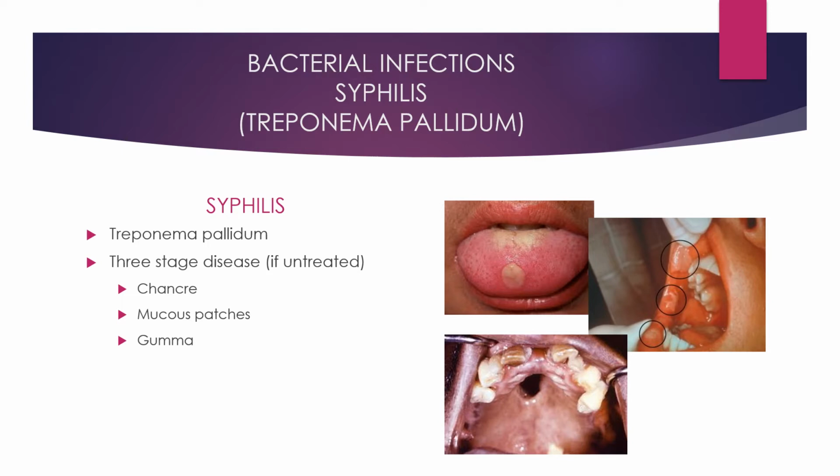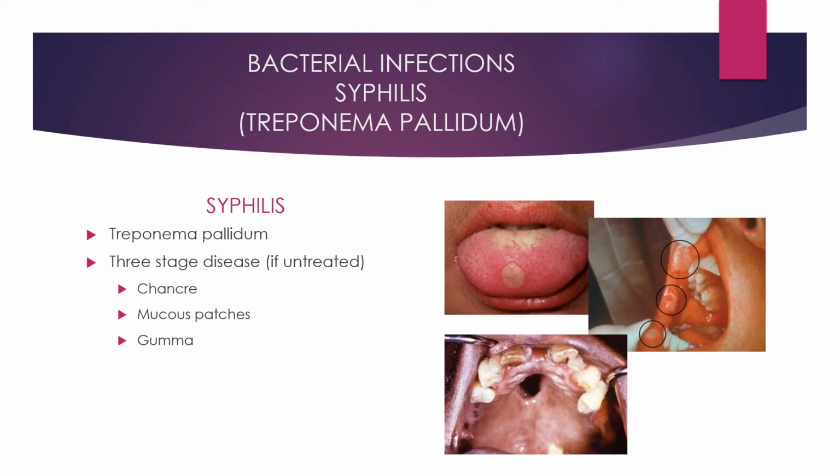Syphilis is a sexually transmitted disease, and if left untreated or partially treated, the disease will progress through 3 stages. The causative agent is Treponema pallidum. The signature lesion for the primary syphilis is the chancre. That's noted on the tongue on the far left picture. Mucus patches are usually indicative of secondary syphilis. Those are those circled areas in the picture on the far right.